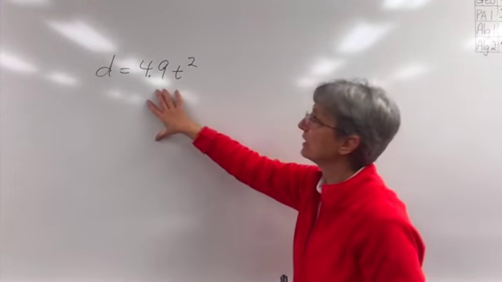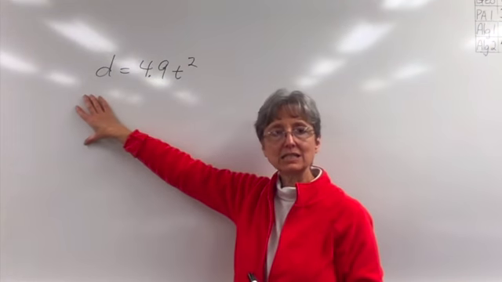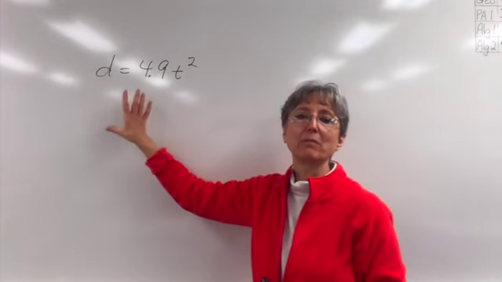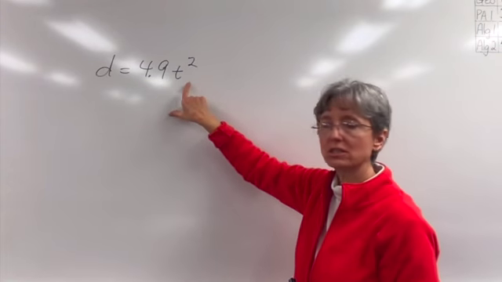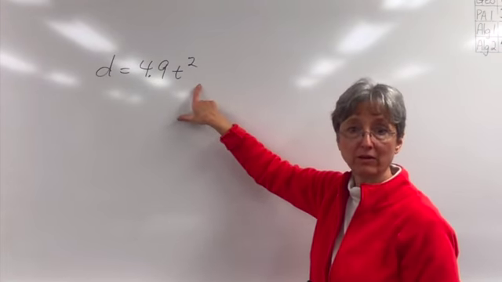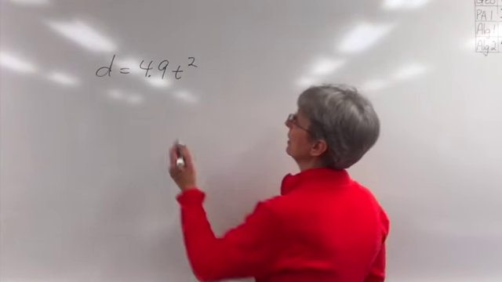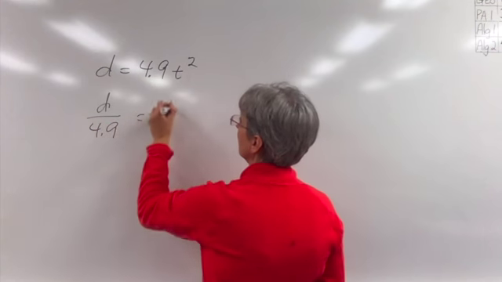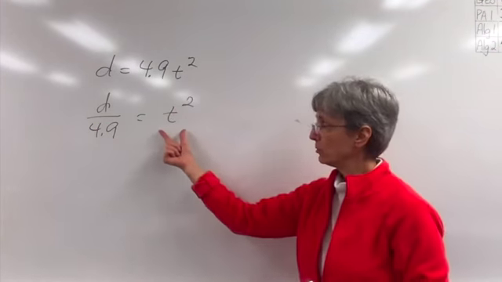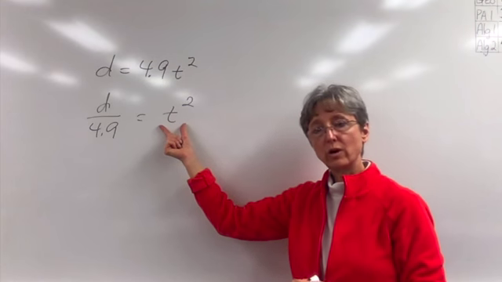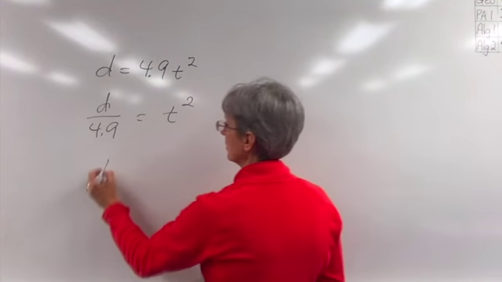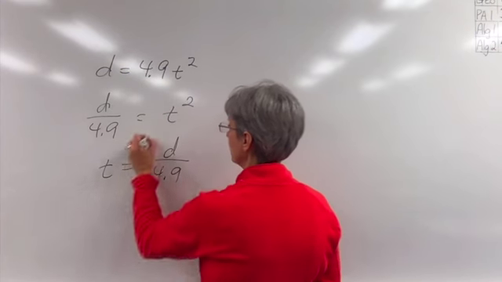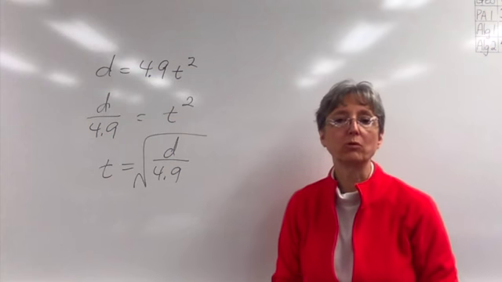So to find the inverse of this, you want to find the time in terms of distance. By finding the inverse of this, just solve for the other variable. So how would we do that? Well, the first thing we would do is divide by 4.9. And then we would get rid of the squared by square rooting both sides. So our time is the square root of the distance divided by 4.9.